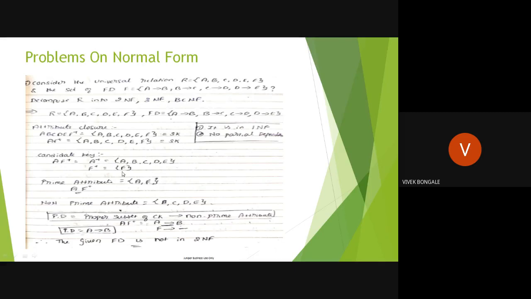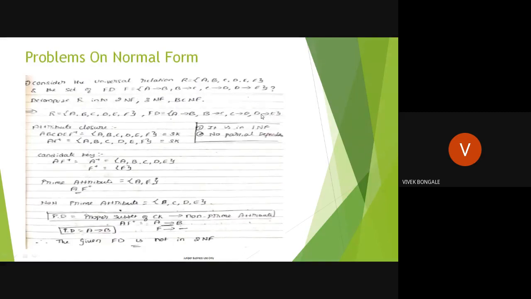Then the attribute closure of F: with the help of F, I can write F by the reflexive property, but in the given functional dependency, F is not determining any of the attributes. So only F. So the given candidate key AF is not giving any of the super key. That's why we can make AF a candidate key. With the help of the super key, I have found one candidate key.